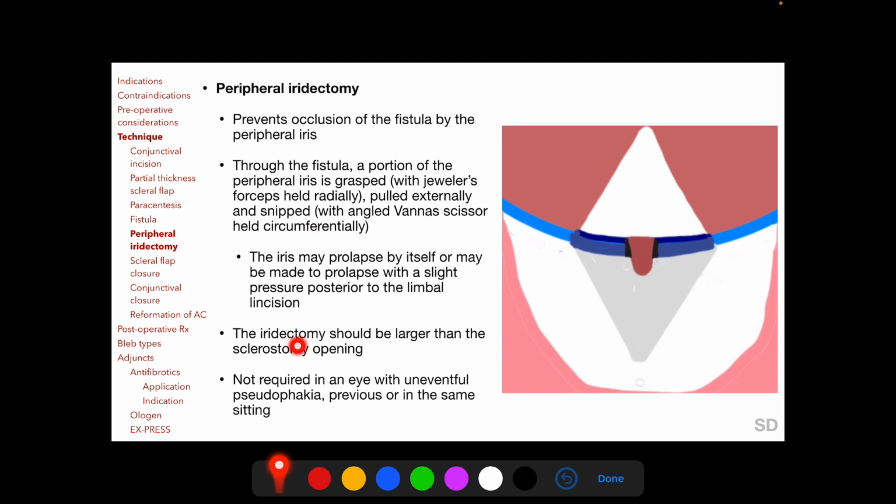The iridectomy should be larger than the sclerostomy opening or the internal ostium, and many are of the opinion that peripheral iridectomy is not required in an eye with uneventful pseudophakia with the intraocular lens in the capsular bag, either done previously or being done in the same sitting as a combined phacoemulsification and trabeculectomy procedure.